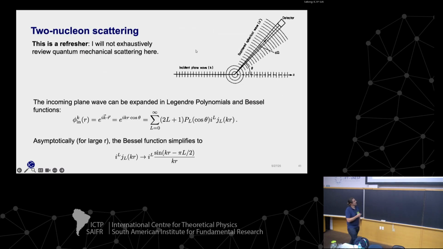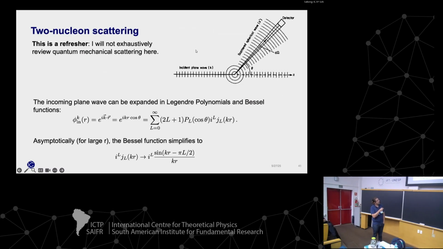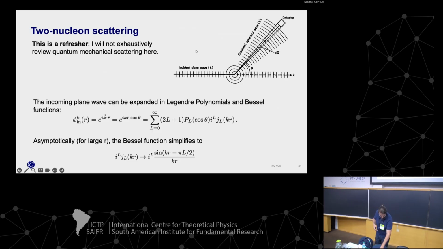Okay, so now the incoming plane wave we can expand in Legendre polynomials and Bessel functions such as this. I mean, that's a well-known expansion. And then if we go to very, very large distances, so very far out here or very far out here or whatever, this basically can be described as a sine function, something like this. So that's just the incoming partial wave, the incoming plane wave, sorry.